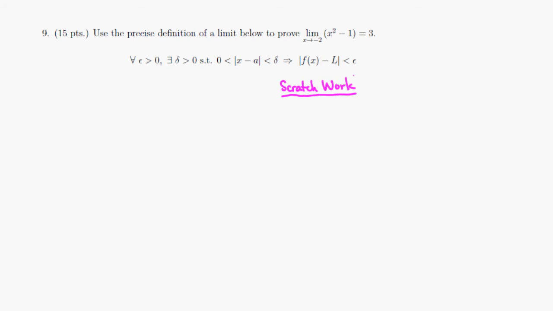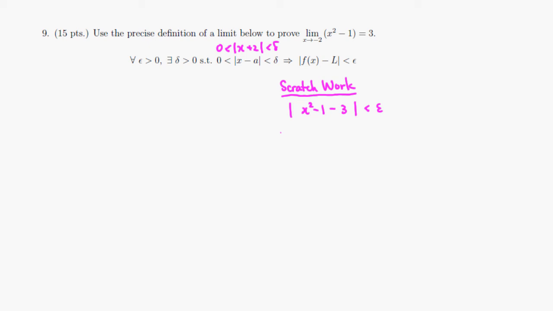So we have, let's say f of x is x squared minus 1, and the limit value is 3. So we know that this is the conclusion we want to make, less than epsilon, right? Then somehow we want to relate this to x minus a, which is x minus negative 2. So we're talking about the absolute value of x plus 2, right? So we have that.